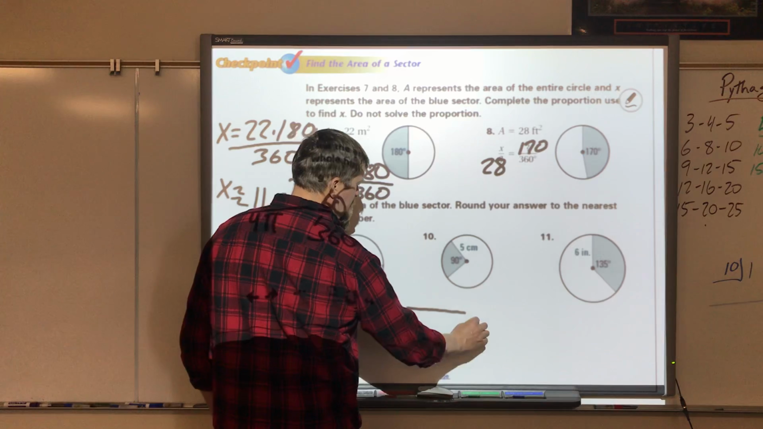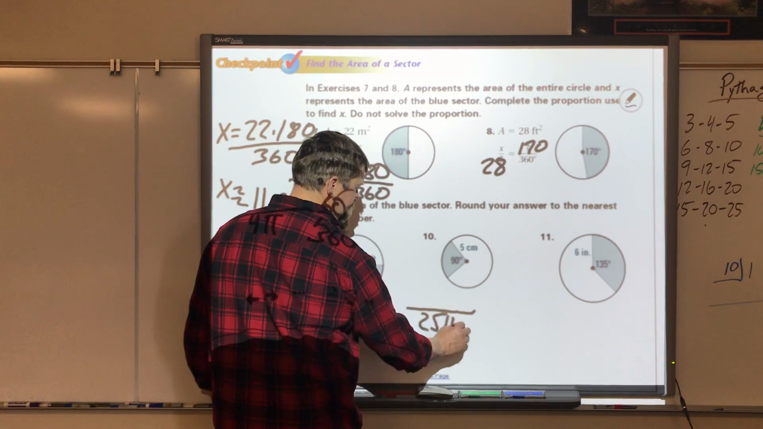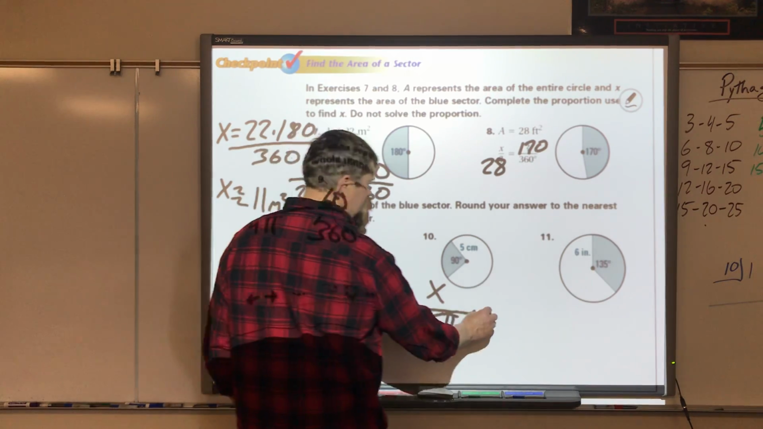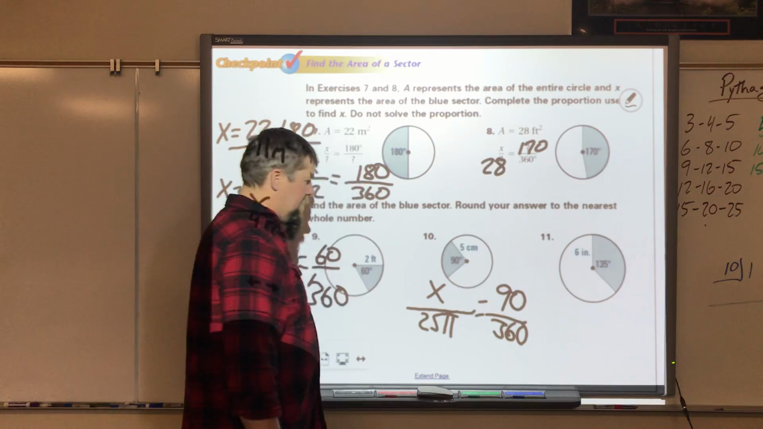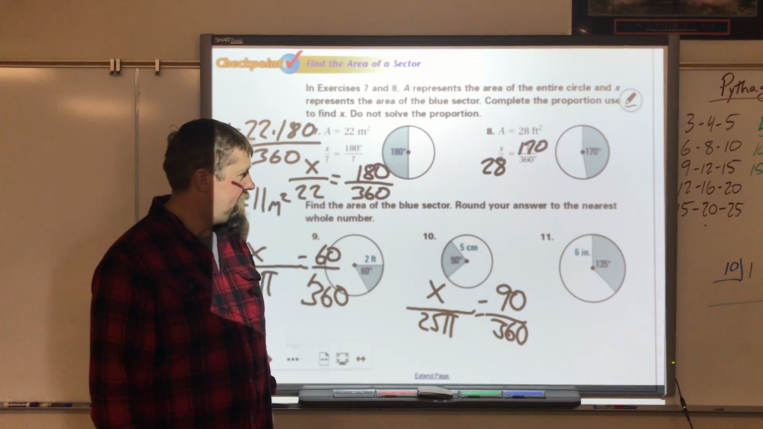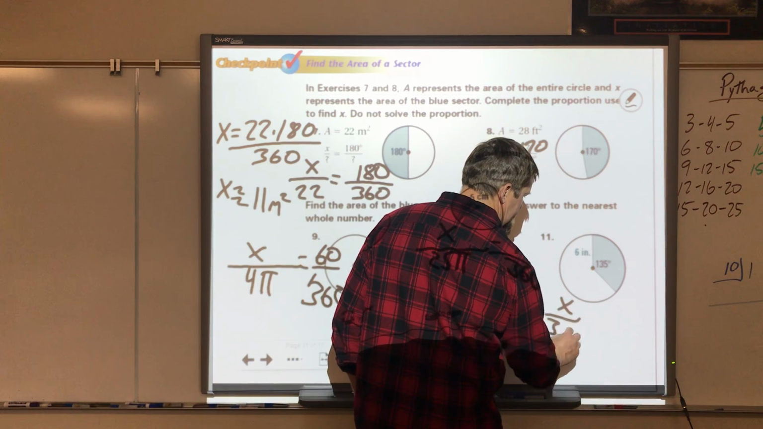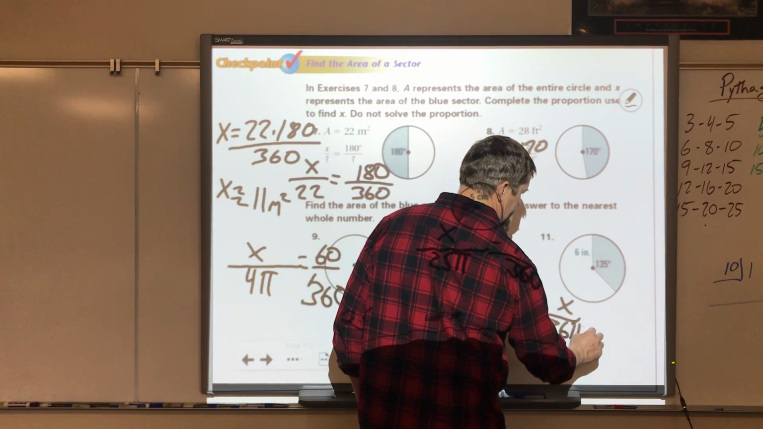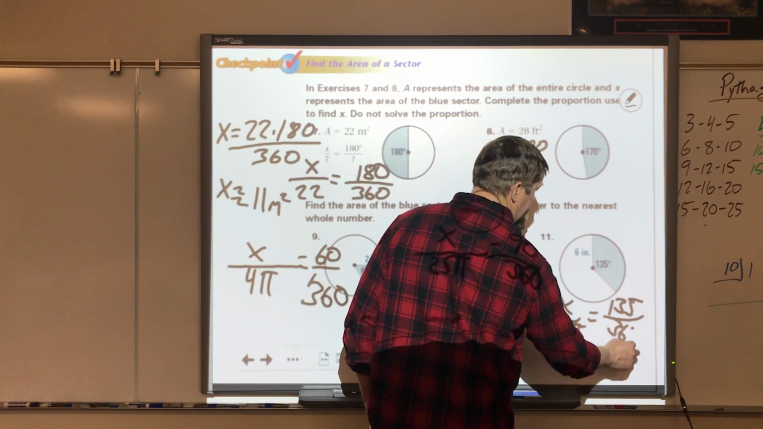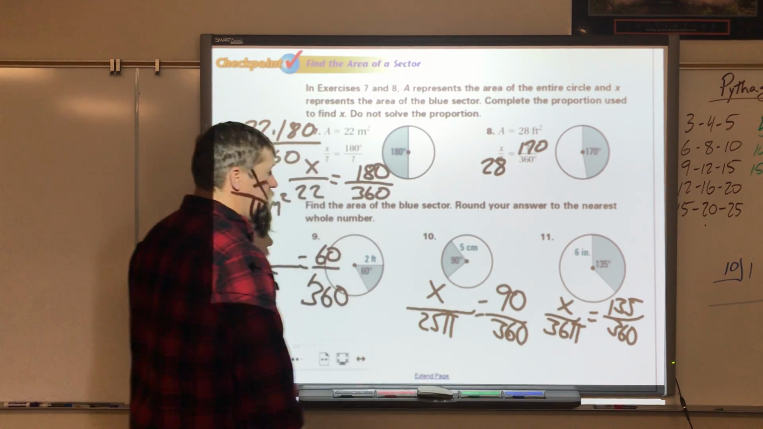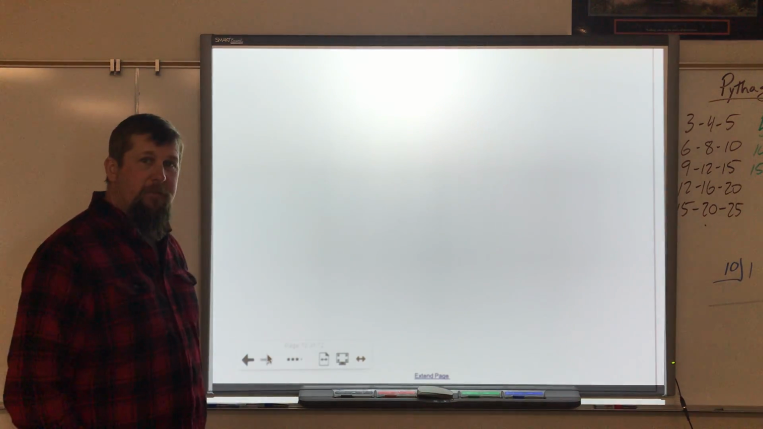This one, you've got the area of the whole thing is 25 pi. We don't know the area of the sector, but we know it's 90 over 360. Again, just cross multiply. This one is x over 36 pi, which is 135 over 360. So that's all you do, you just set up that proportion. And that's it for this chapter.